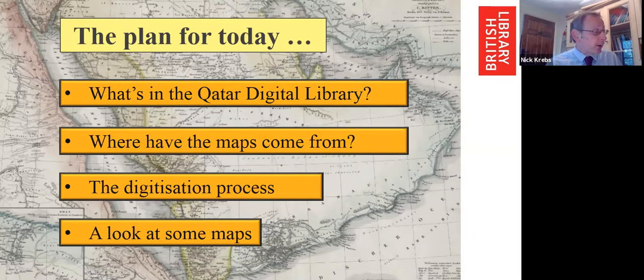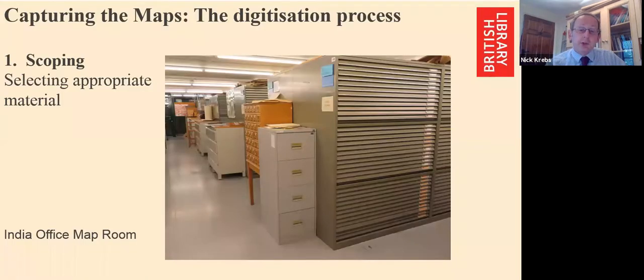So, going back to our plan for today, we've looked at what's in the Qatar Digital Library. We've had a quick look at where some of the maps have come from, and what we're going to do now is have a look at the digitization process. In terms of capturing the maps, the first thing we do is scope the material. We've got a huge number of maps in the British Library, about 4 million of them.